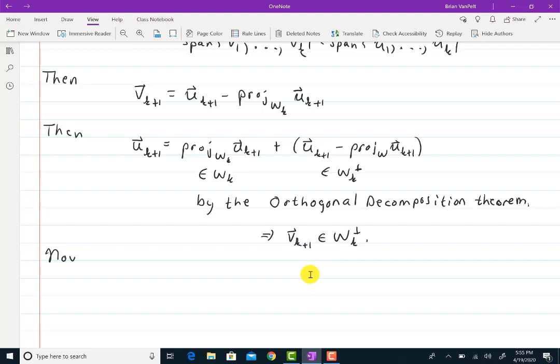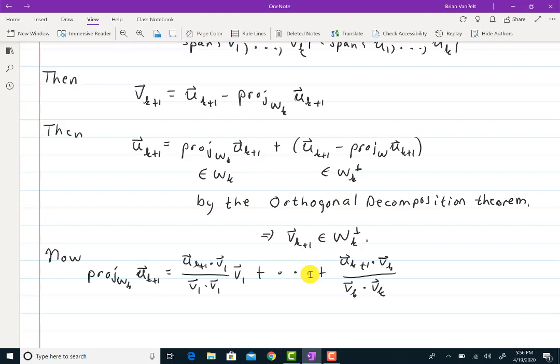Now, the projection onto wk of uk plus 1, remember that was uk plus 1 dot v1 all over v1 dot v1 times v1 plus dot dot dot plus all the way up to uk plus 1 dot vk all over vk dot vk times vk.